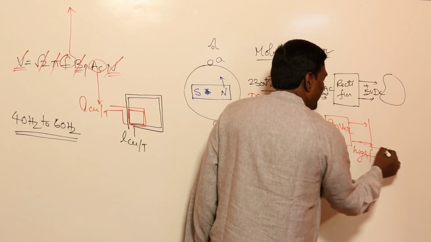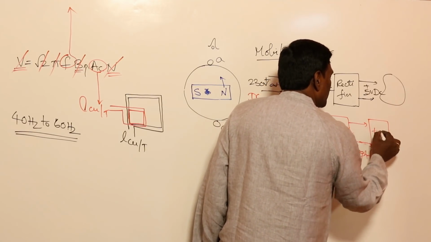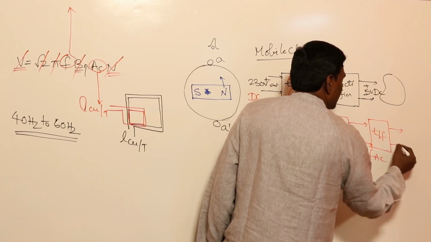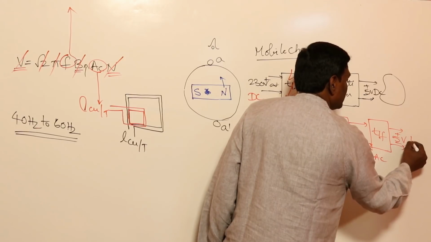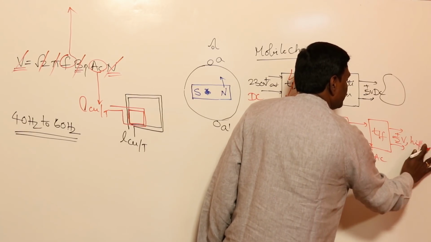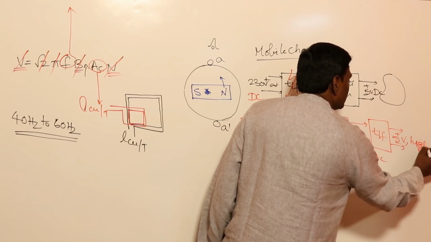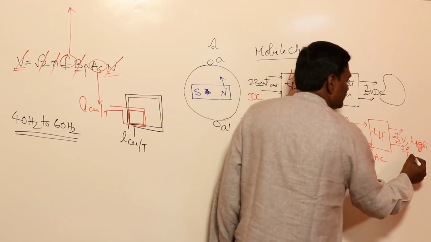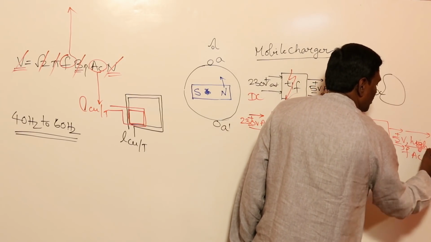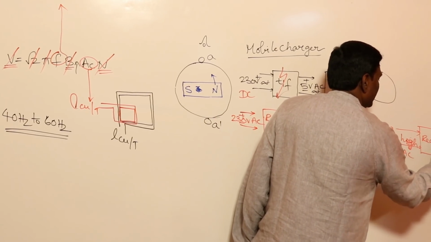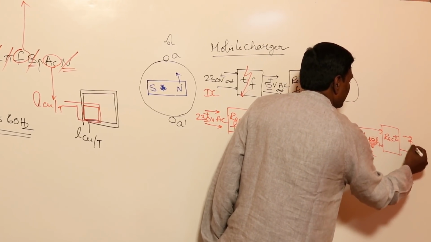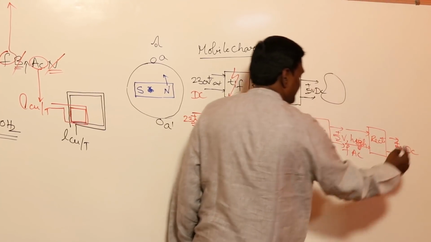If you give very high frequency AC to the transformer, you get roughly 5 volts high frequency AC. This we give to a rectifier, such that you will get 5 volts DC.